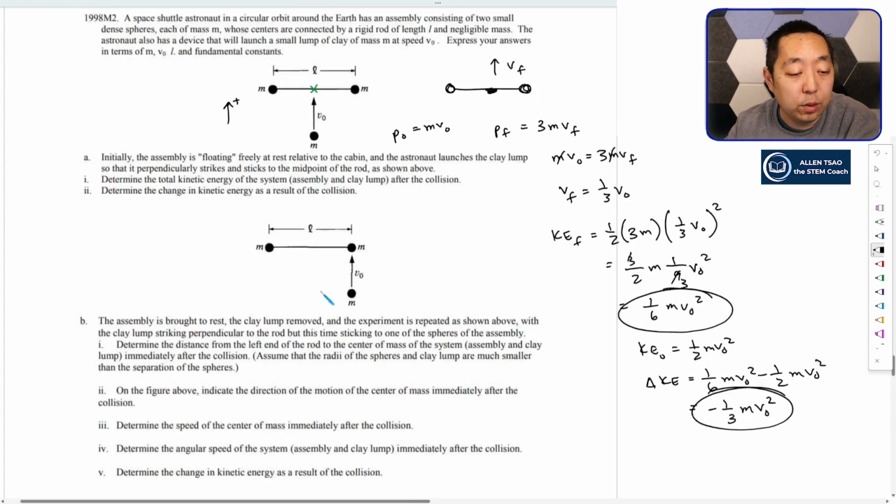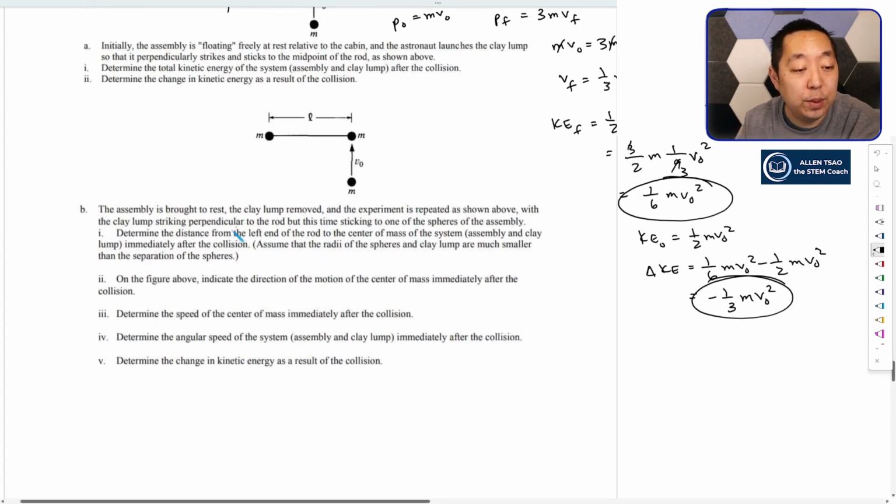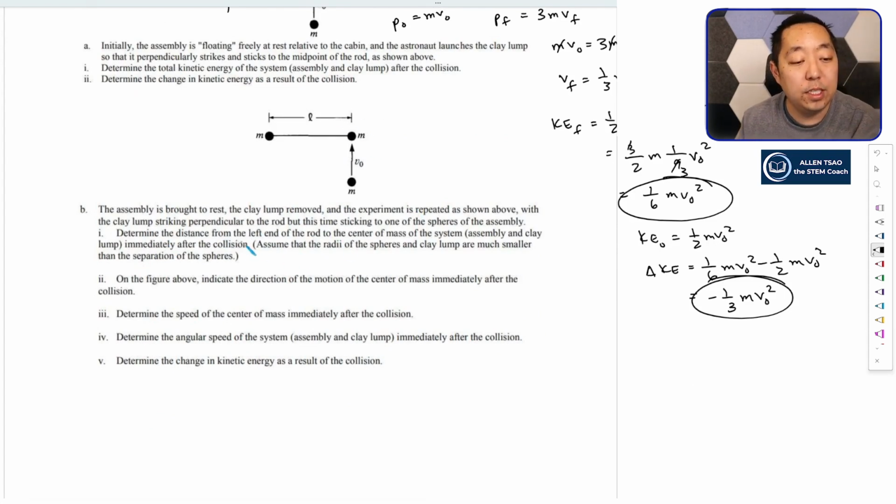All right, now it's brought to rest and the clay lump is removed. The experiment is repeated. Now we're going to strike perpendicular to the rod, this time sticking to one end. Determine the distance from the left end of the rod to the center of mass of the system immediately after the collision. Assume the radii of the sphere are negligible. So we want to know where the center of mass of this system is once it gets stuck together.